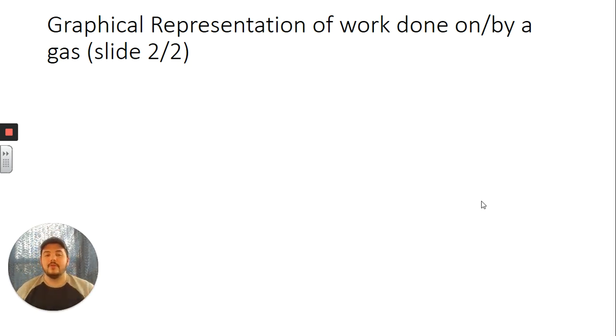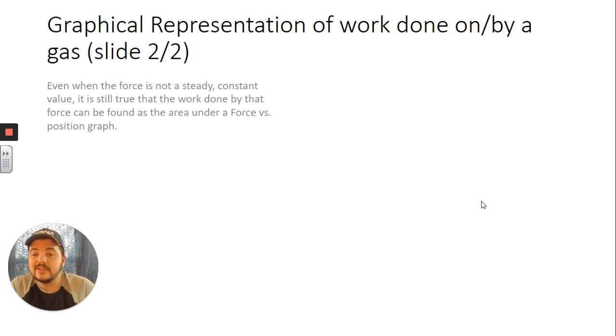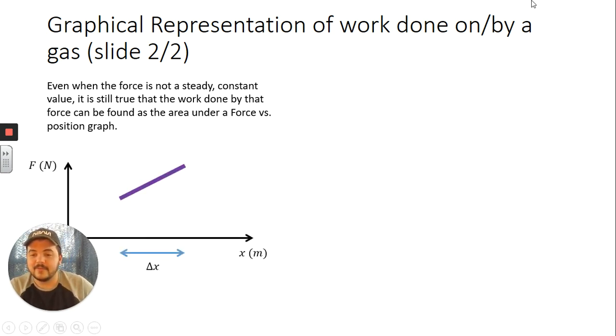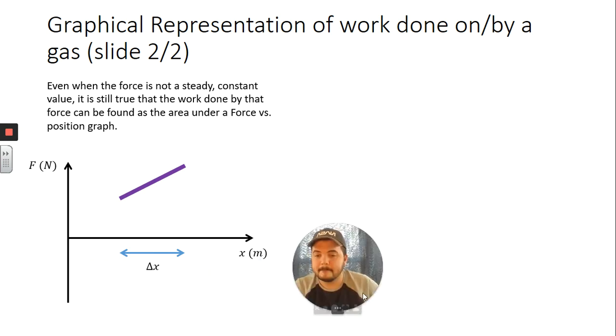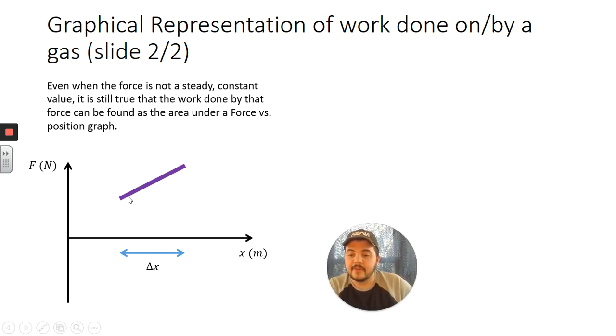So that was for a constant force or a constant pressure, but it turns out that this process generalizes. You can always use the area under a force versus position graph to find the work that's done, even when that force is not a steady constant value. So if you have a graph like this for your force versus displacement, something where the force is increasing as you move to the right, it is still true that this area is going to be equal to the work that's done.